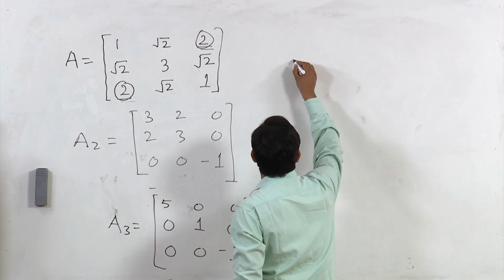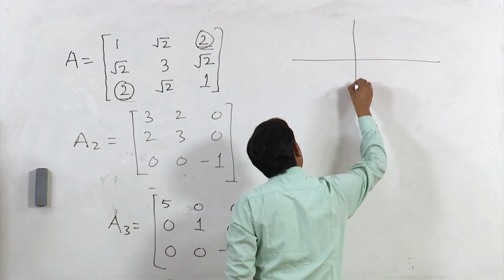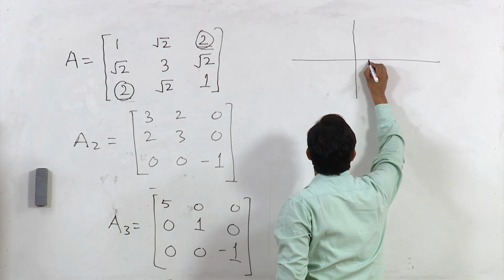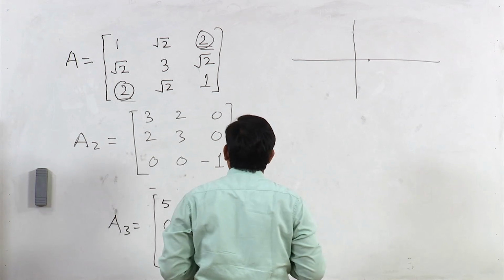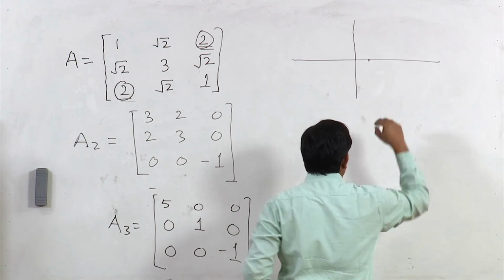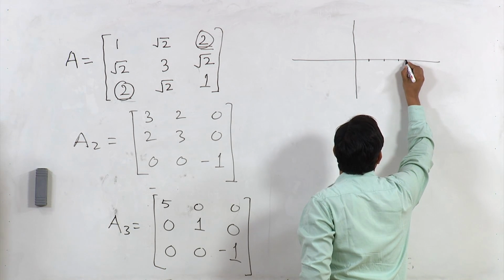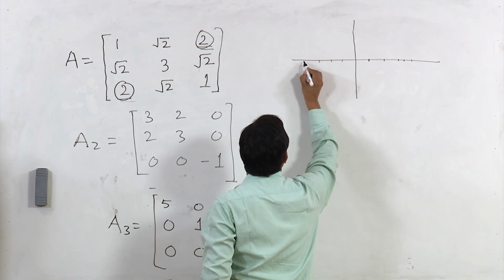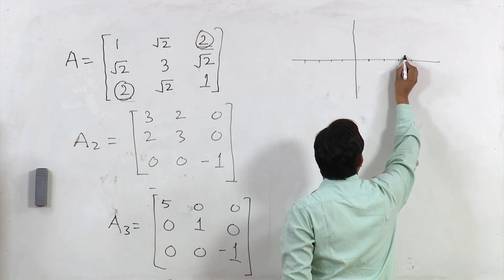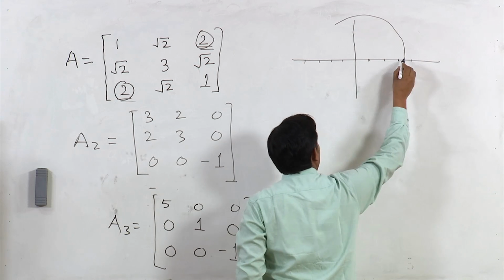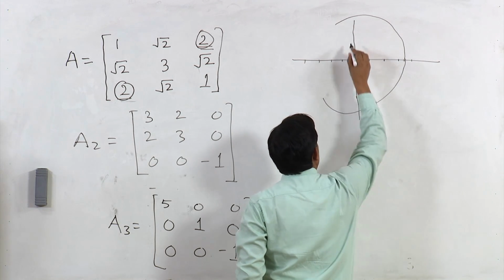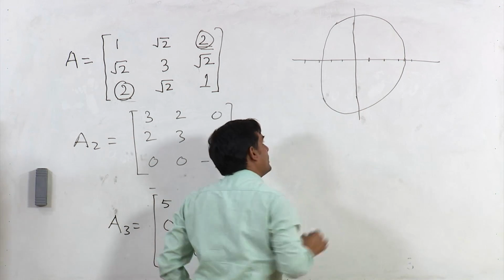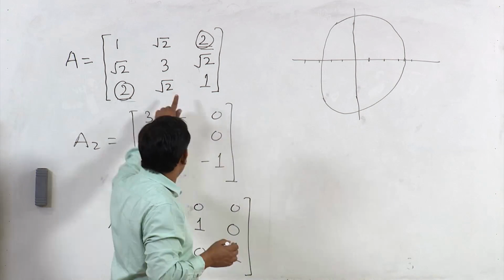So, if I talk about this, the first disk has center at 1 and radius 2 plus root 2, so something like 3.4. So, 1, 2, 3, 4, minus 1, minus 2, minus 3, minus 4. So, this will be the disk from the first row.